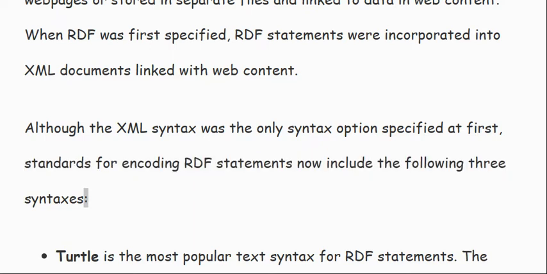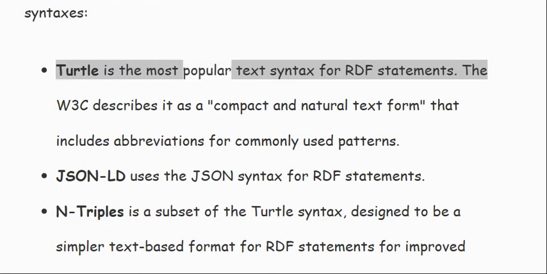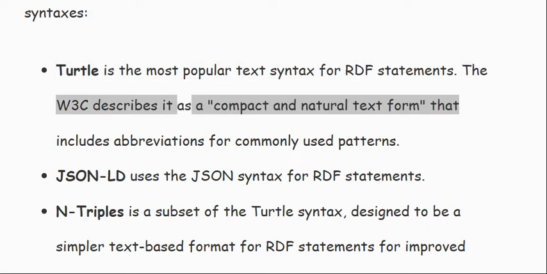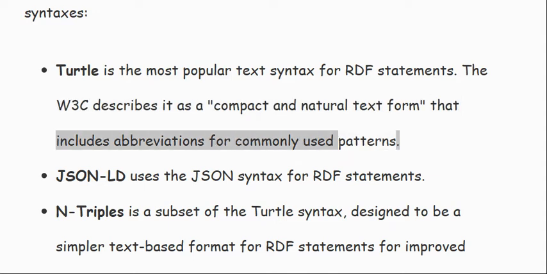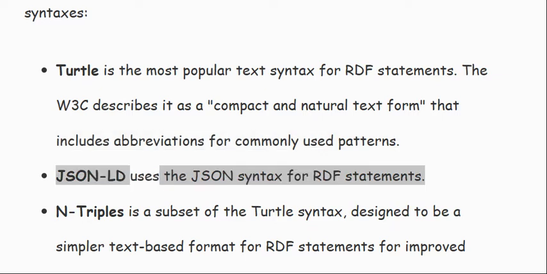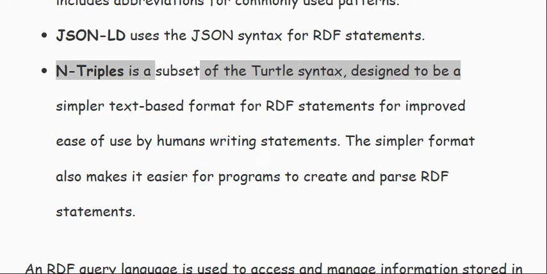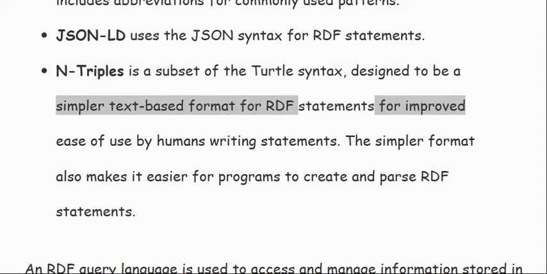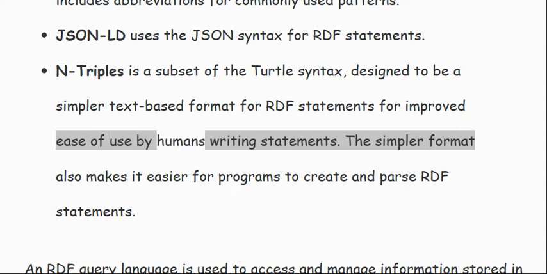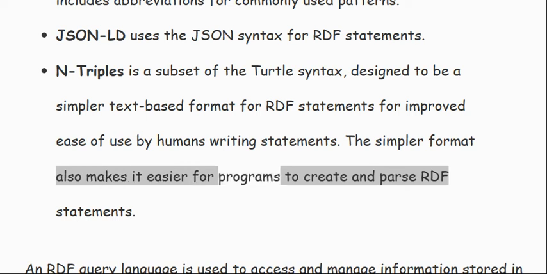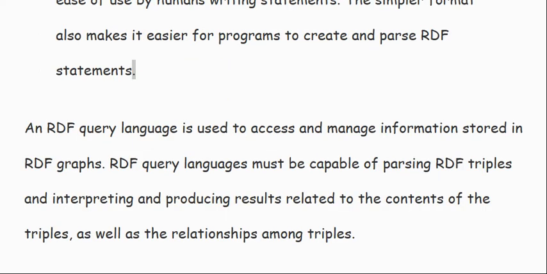Turtle is the most popular text syntax for RDF statements. The W3C describes it as a compact and natural text form that includes abbreviations for commonly used patterns. JSON-LD uses the JSON syntax for RDF statements. N-Triples is a subset of the Turtle syntax, designed to be a simpler text-based format for RDF statements for improved ease of use by humans writing statements. The simpler format also makes it easier for programs to create and parse RDF statements.